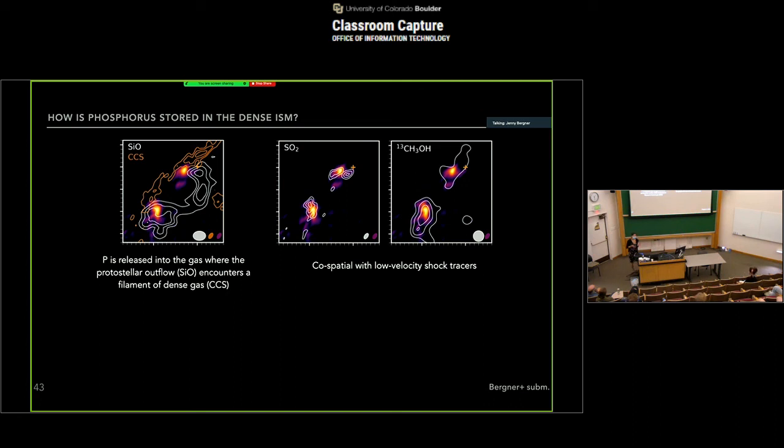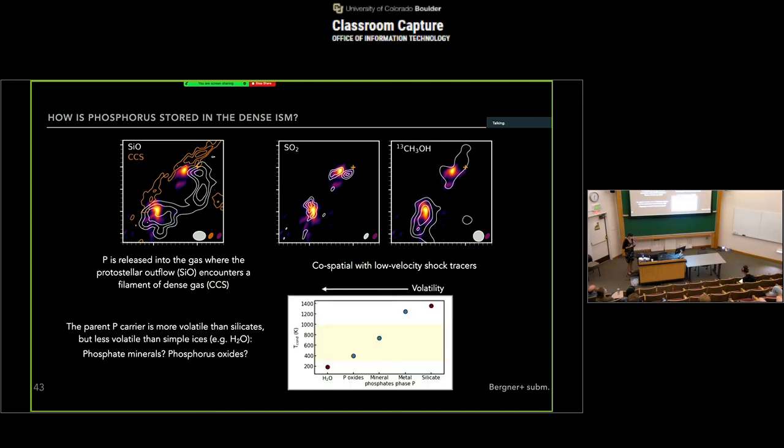That being said, phosphorus has never been detected towards a hot core or a region where you would have thermal sublimation. And so it seems like the phosphorus molecules cannot be as volatile as these simple ice carriers. So we can use these trends to try to say something about how phosphorus is stored in the grain.